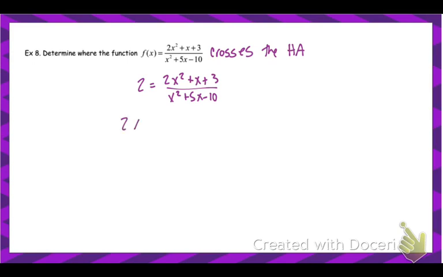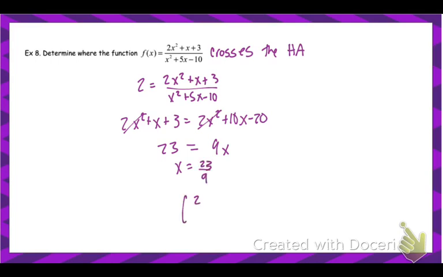So if I cross multiply, I get my equation. And then it's a simple equation from here. I end up with 9x equals 23. So x is 23 over 9. That means the intersection point would be 23 over 9, 2.